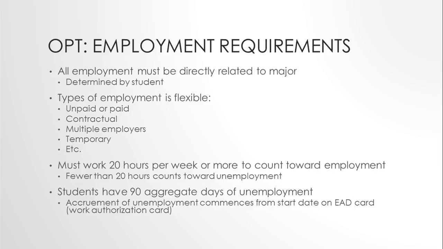Because during OPT, students are only given a maximum of 90 days total during their 12-month period where they cannot have a job. And so if a student goes over the 90 days, they are expected to complete their time in the US and exit the US, or transfer their degree to a new program if they are thinking about continuing their academic studies. And so as long as the student is working 20 hours per week, it would stop the counter of their unemployment days.